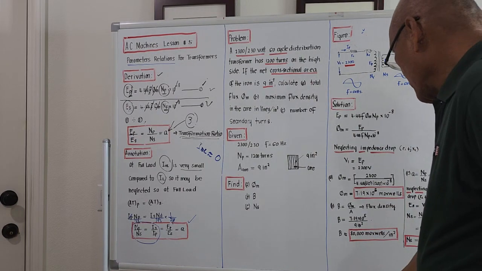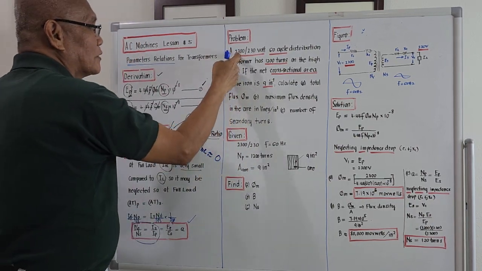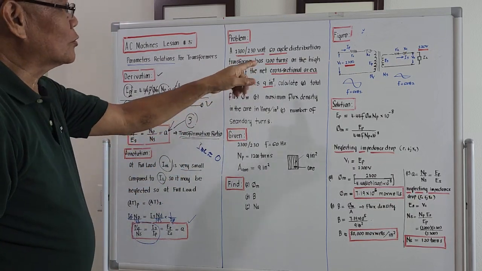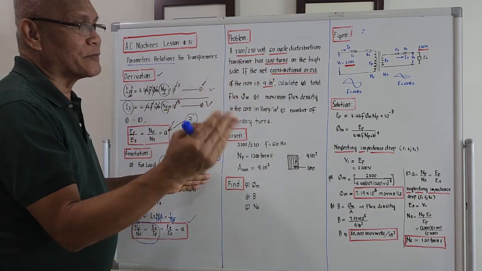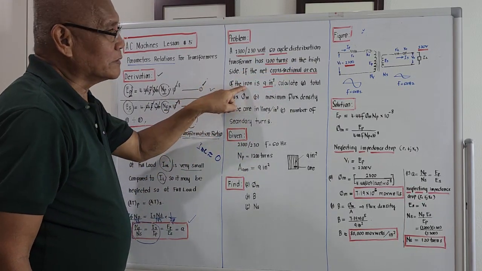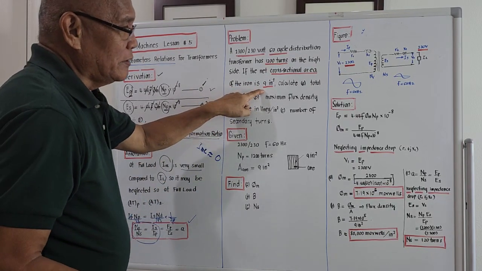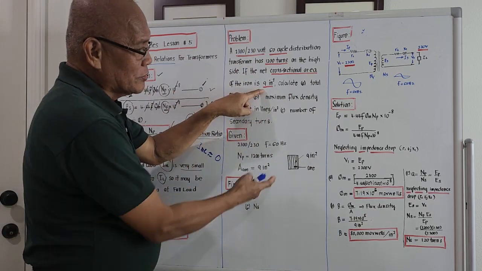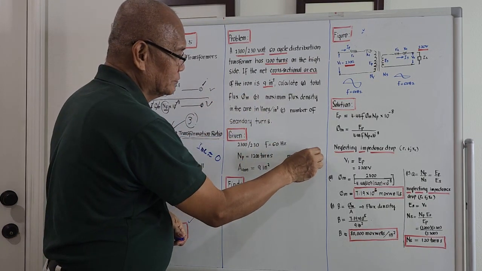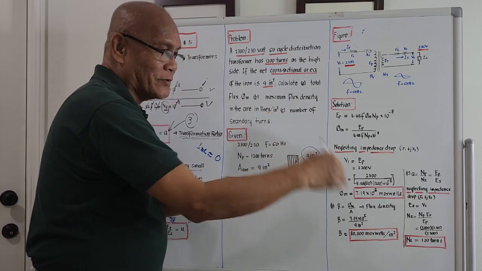I will try to read the problem. A 2300/230 volt, 60 cycle distribution transformer has 1200 turns on the high side, meaning the primary side. If the net cross-sectional area of the iron, meaning the core, is 9 square inches, if you cut the core you get the cross-section, and the area is 9 square inches. This core area is where you want the primary and secondary windings.